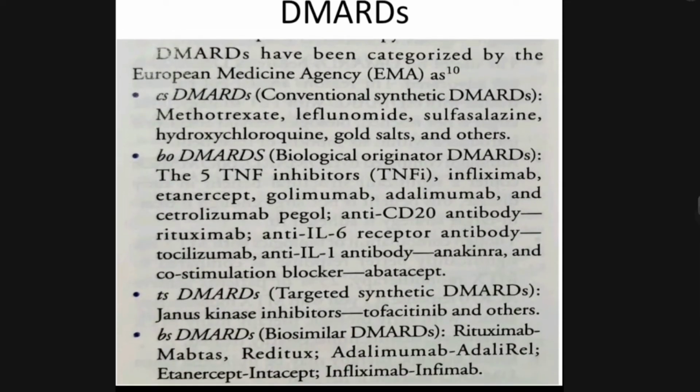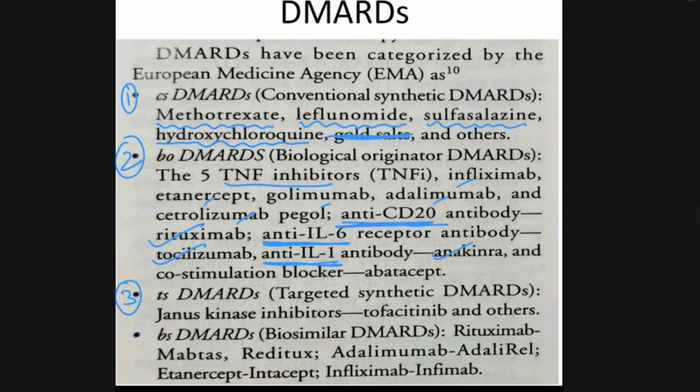Now the DMARDs. The DMARDs have been categorized into 4 types. First is your conventional synthetic DMARDs, which are methotrexate and leflunomide, the most commonly used drugs. Also sulfasalazine and hydroxychloroquine, though nobody is using these much these days. And second is your biological DMARDs. These are the TNF inhibitors: your infliximab, etanercept, golimumab, adalimumab, certolizumab, and the other category is your anti-CD20, of which rituximab is famous. Then others: the anti-interleukin 6 receptor antibody tocilizumab, the anti-interleukin 1 antibody anakinra, and so on.